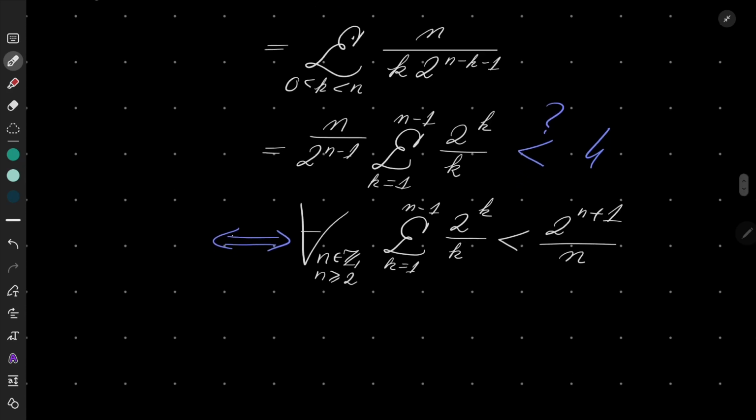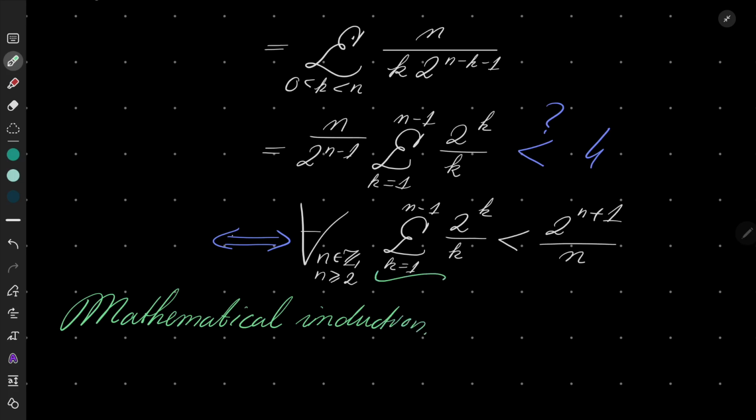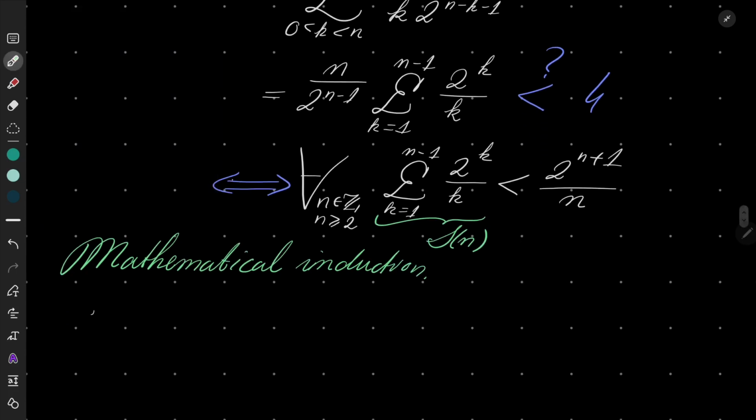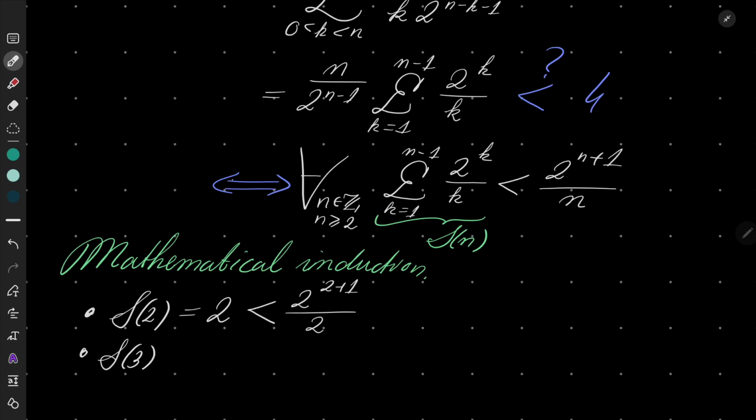And now we will do it exactly by induction. Mathematical induction. And also, one more step, for brevity's sake, I will say that this sum is s of n. Okay, now I will check the first two cases. So let's look at s of 2 and s of 3. Well, s of 2 is the sum which goes from 1 to 1 of 2 to the power of k over k. It's just 2. And this is strictly less than 2 to the power 2 plus 1 over 2, because it's 4.